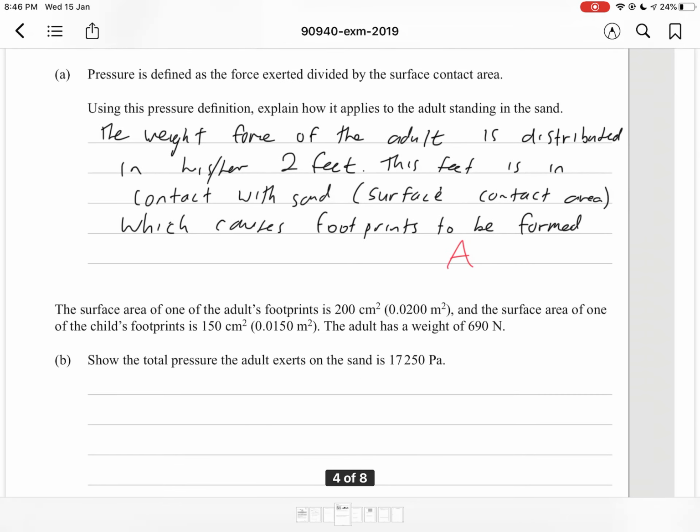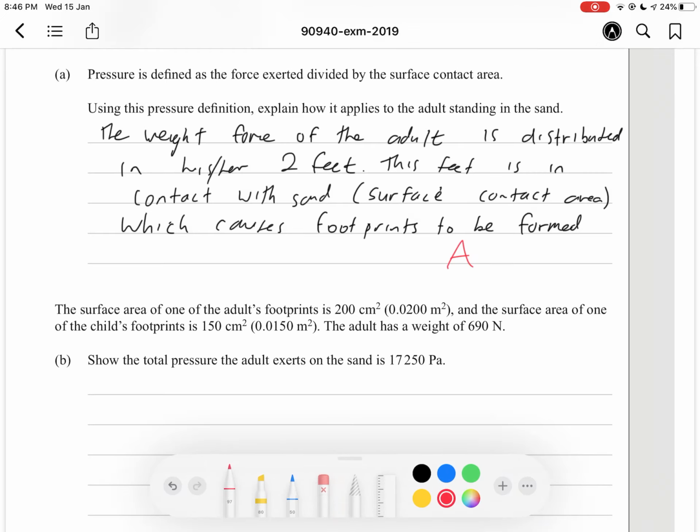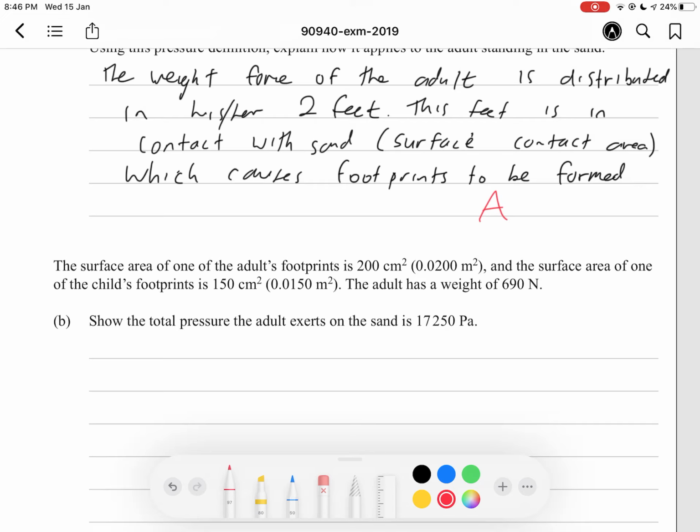The surface area of one of the adult's footprints is 200 centimeters squared, which is 0.02 meters squared. The surface area of one of the child's footprints is 150 centimeters squared, which is 0.015 meters squared. The adult has a weight of 690 newtons. Show that the total pressure the adult exerts on the sand is 17,250 pascals. For this question, we have a weight force. This 690 newtons is the force exerted. And the surface area of one of the feet is 0.02 meters squared.